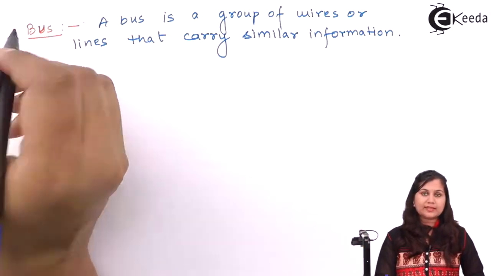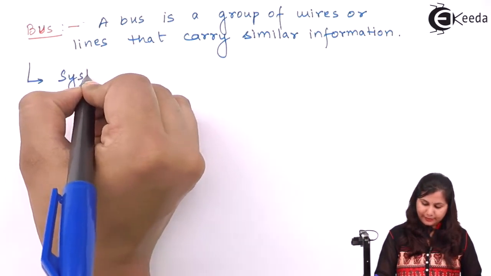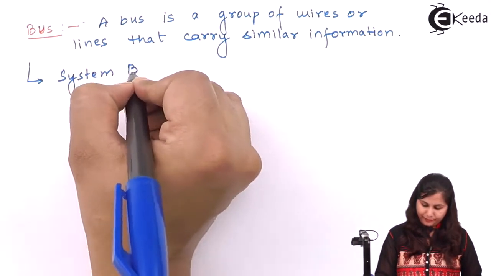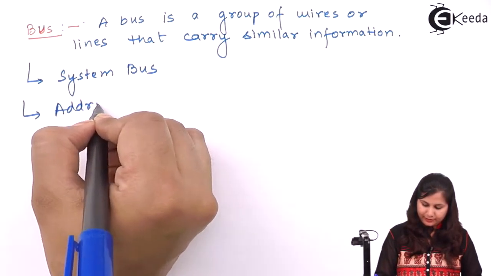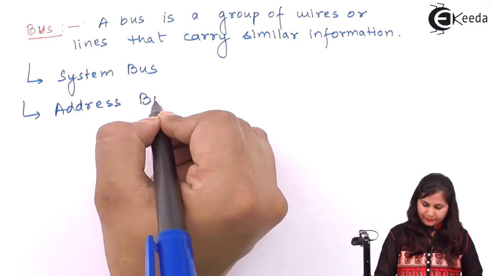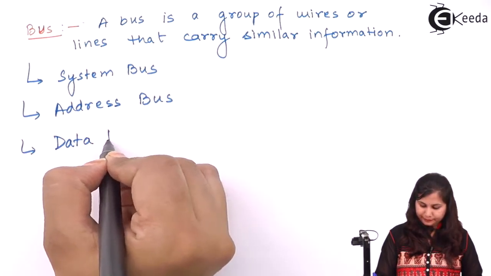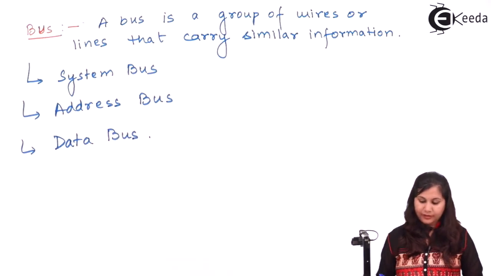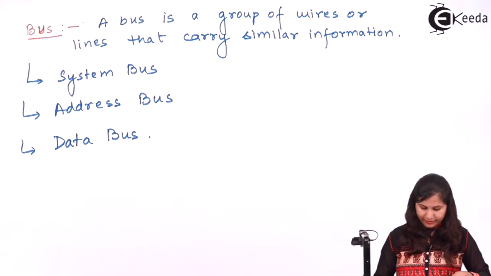Now this bus is of three types. We have first the system bus, then address bus, and data bus. Let us study these three types of buses. First we will have the system bus.